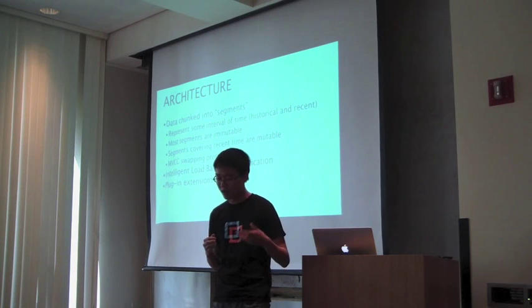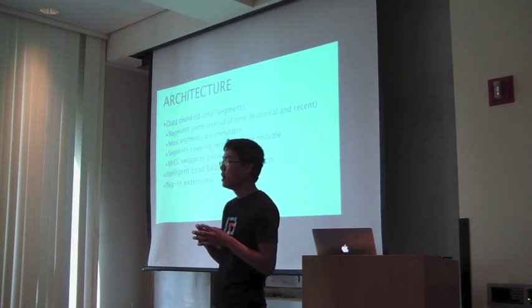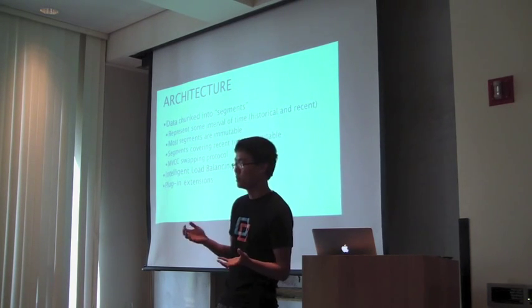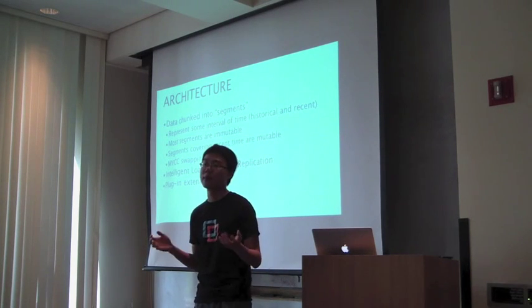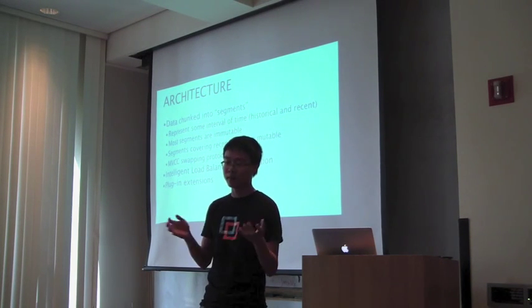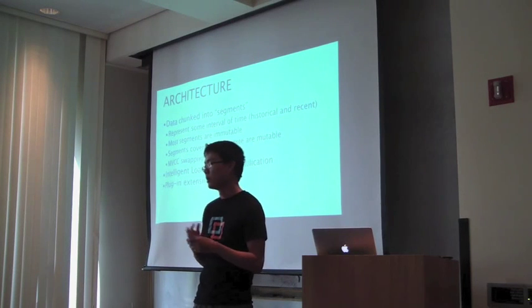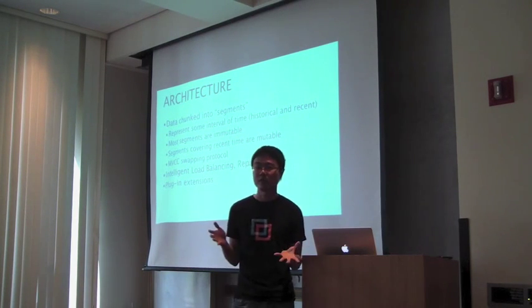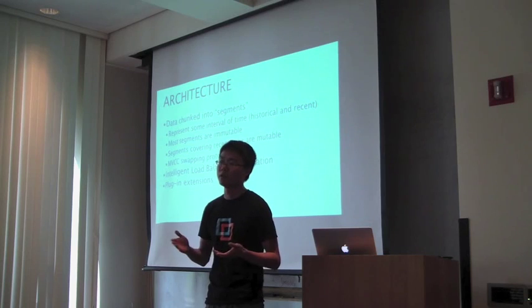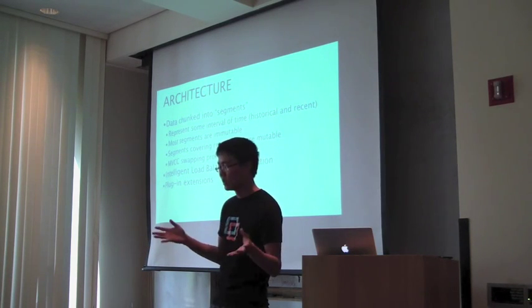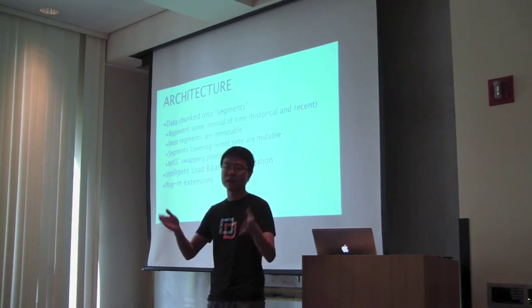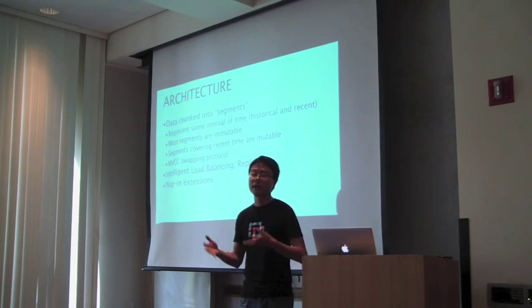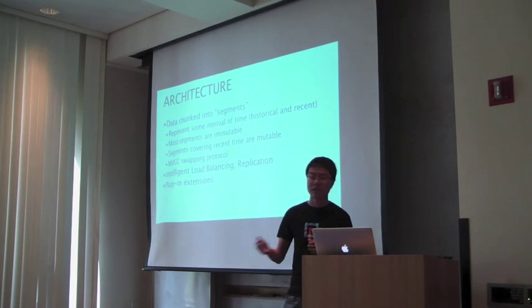Some other things that we do, we have intelligent load balancing and replication. What I mean by intelligent load balancing and replication is we looked at how our customers use the system and the query patterns that resulted from that. We noticed that almost every customer tends to care about recent data a lot more than historical data. And because segments are broken up basically on an interval basis, we can replicate and load balance based on how recent the segment is.